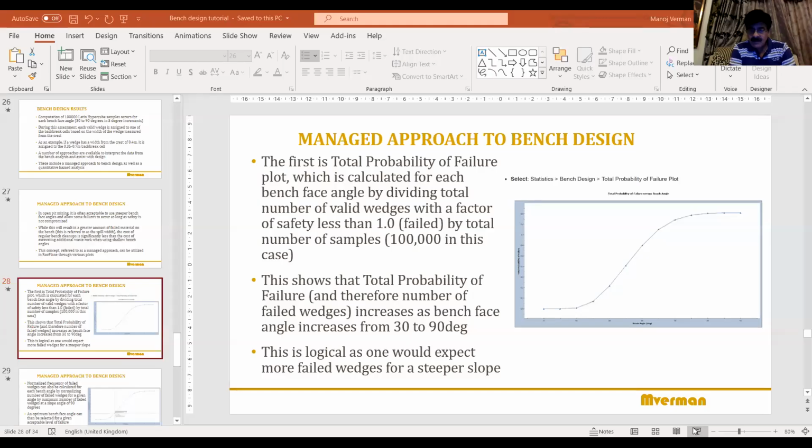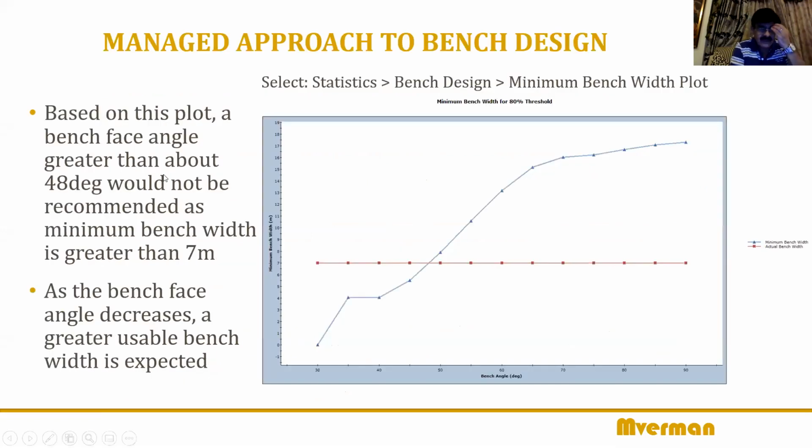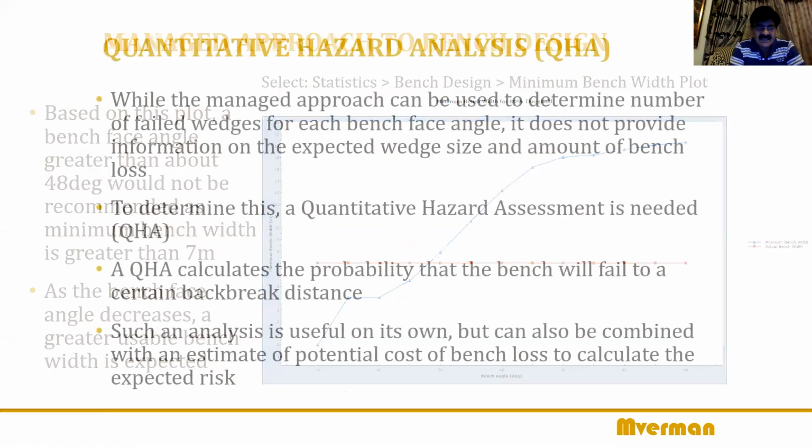If I go back again to this presentation. So a bench face angle greater than 40 degree would not be recommended because in that case, the minimum bench width will increase more than 7. And of course, as you can see, as the bench angle decreases, a greater usable bench width is expected. You will have greater width available for you. So this way you can optimize this.